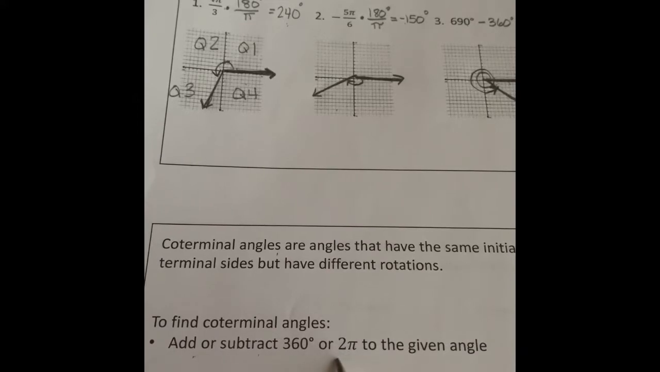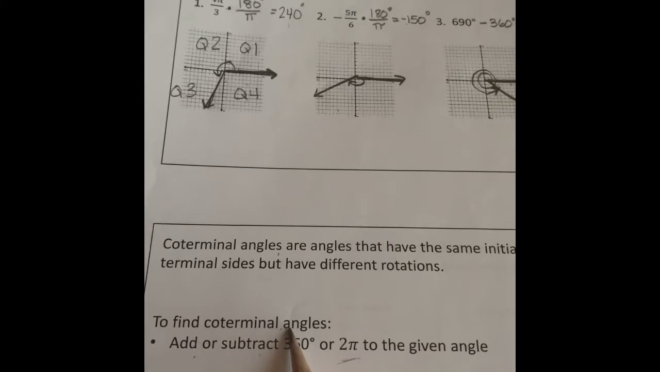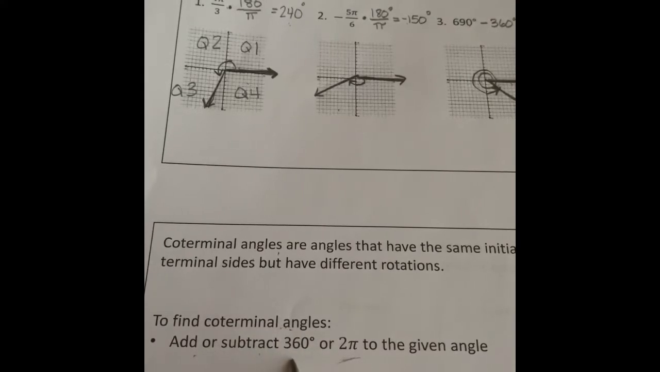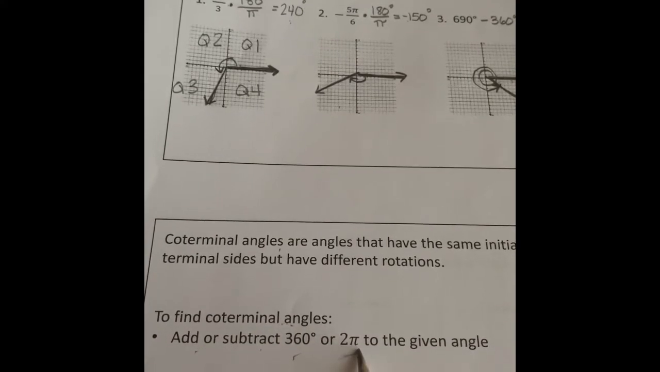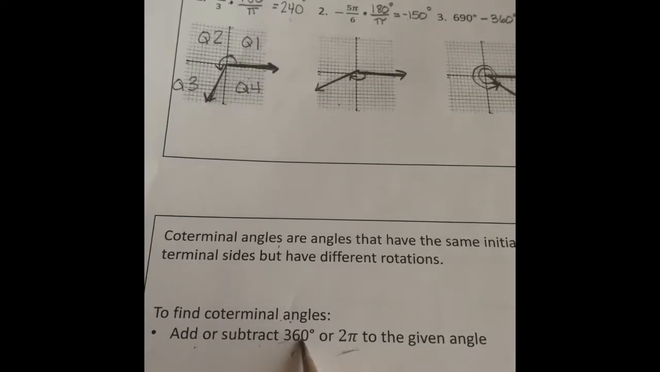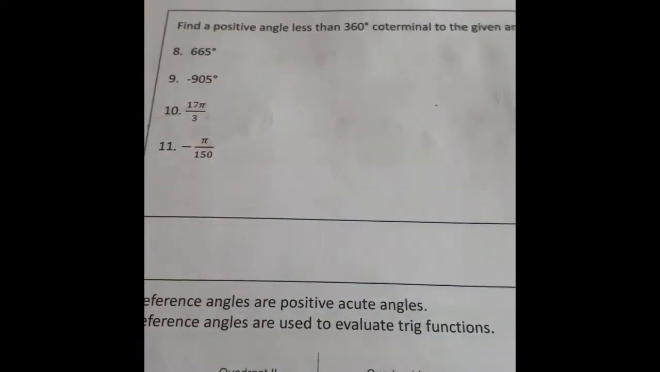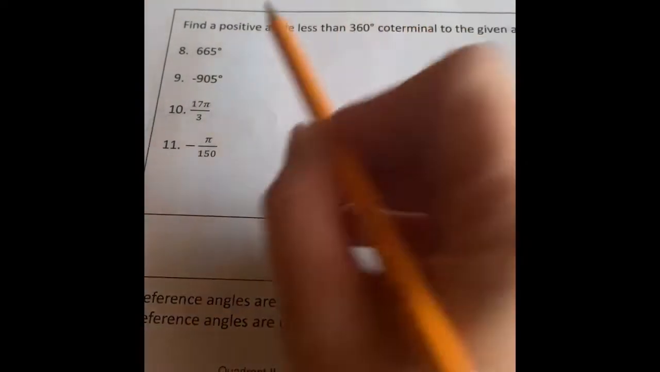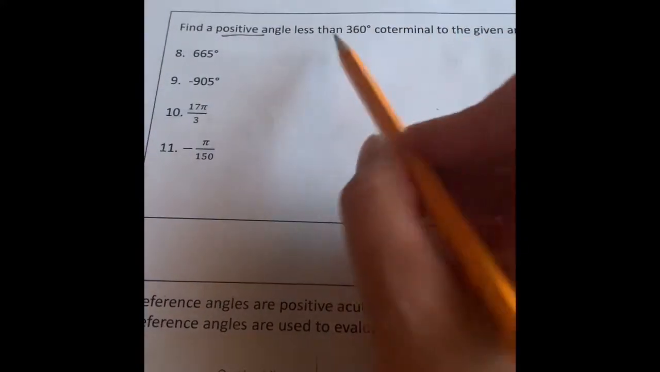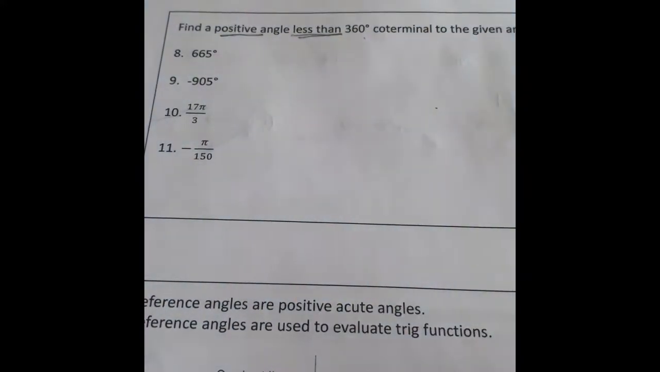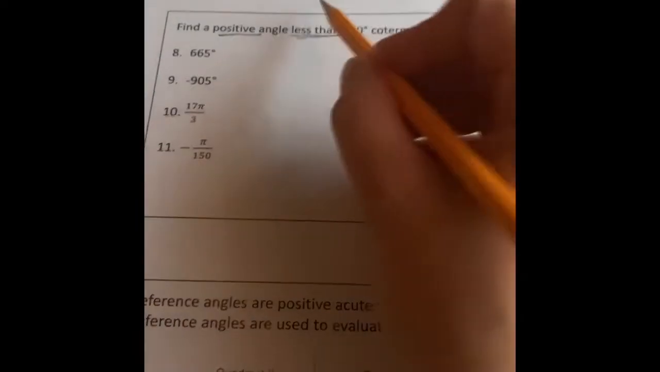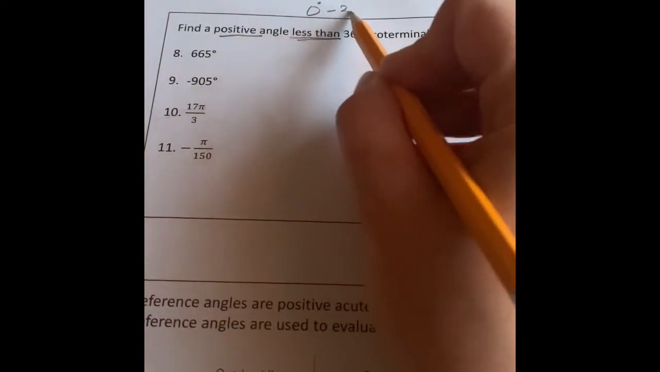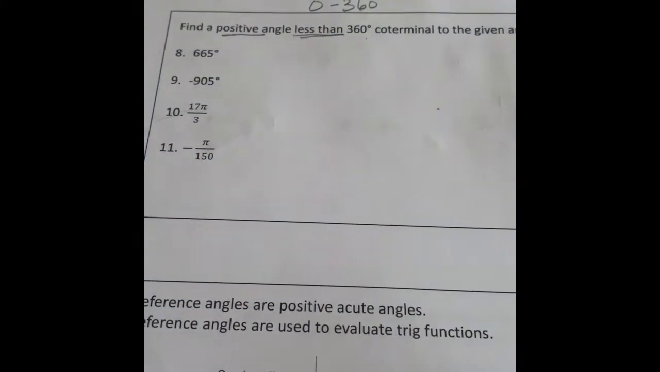I put this in here in case it's in radian measures, but I think students understand coterminal angles a little bit better when it's in degrees rather than radians. So we'll be working with always degrees, okay? So on the next slide, we're going to find a positive, that's key, angle that's less than 360 degrees. Okay, so we have to find an angle that's between 0 and 360 degrees.